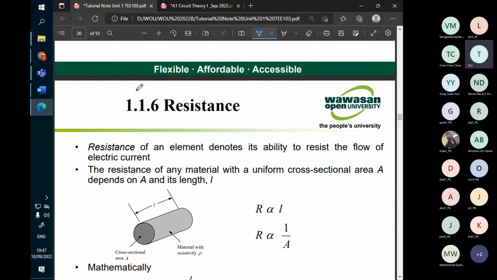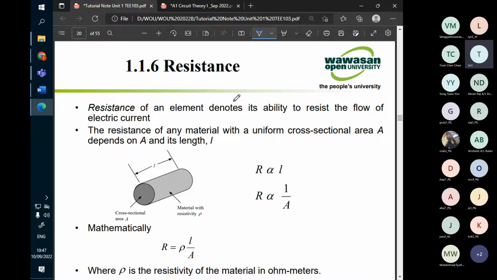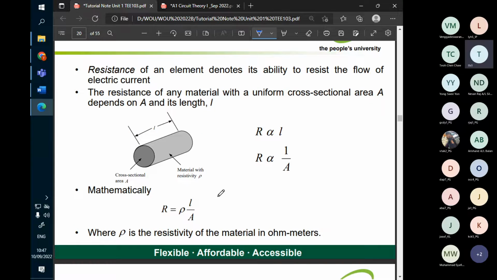Right, we need to move a bit faster. Now we come to the resistance. So this formula is extracted from physics. The total resistance depends on the material you use. Another parameter is the length of the wire, and the other parameter in the design of the resistance is the area, the cross-sectional area.